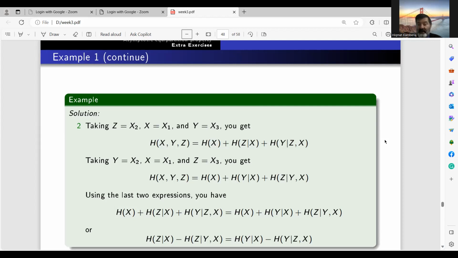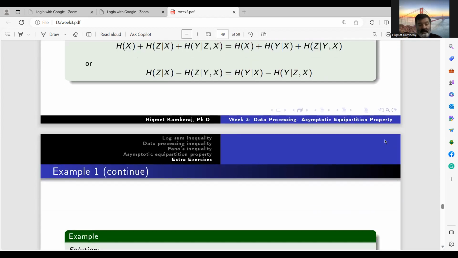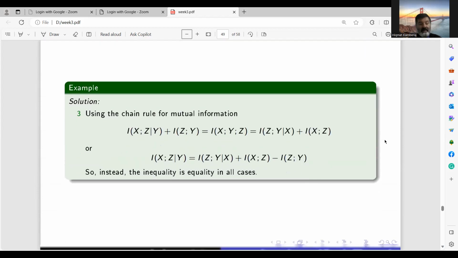Using the last two expressions, you have h of x plus h of z given x plus h of y given z and x equal to h of x plus h of y given x plus h of z given y and x. Or you could say h of z given x minus h of z given y and x is equal to h of y given x minus h of y given z and x. This is what we wanted to show as the second part.